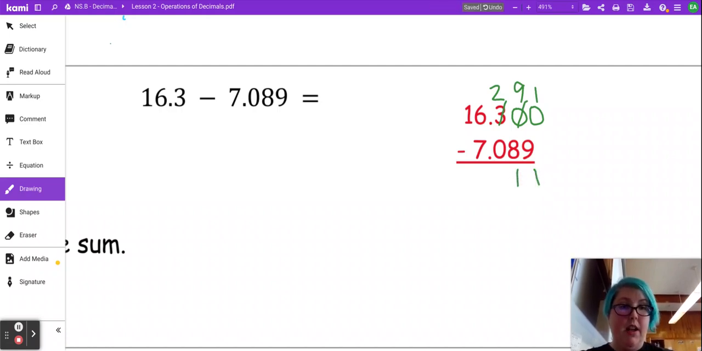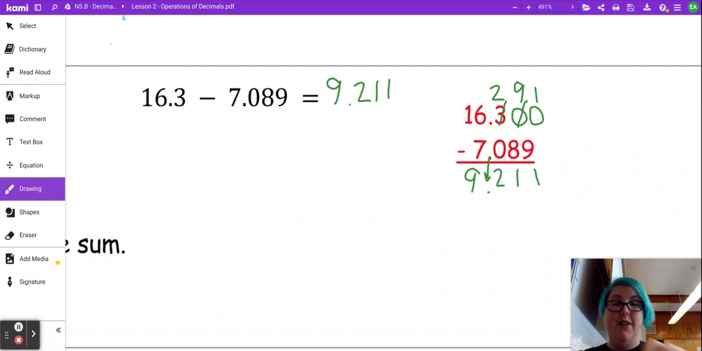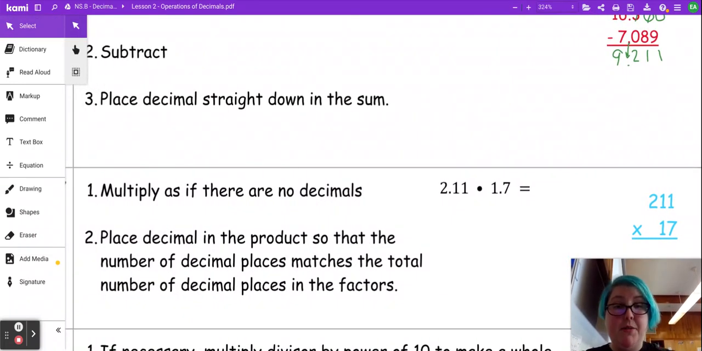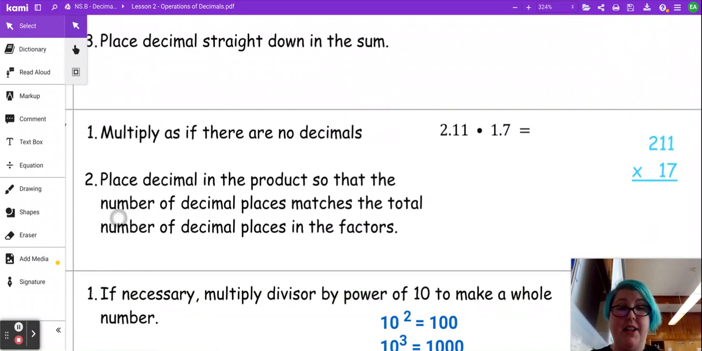So now we get 2 minus 0 is 2, 16 minus 7 is 9. Again, we are bringing down our decimal to get 9.211. Onto multiplication. Now you'll see multiplication is a little different. In multiplication, we are going to rewrite these numbers as if there are no decimals.